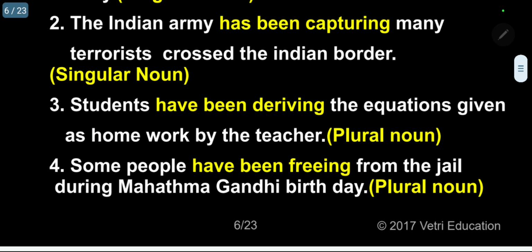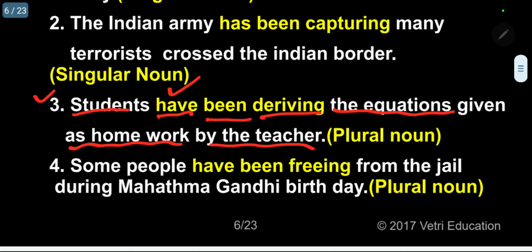Now, for the third sentence, I want to give a plural noun. Students, plural, so automatically the verb will be plural: have been deriving. Derive, D-R-I-V-E, we dropped E and add ing. Students have been deriving the equations given as homework by the teacher. Plural noun. That is an example of the simple present perfect continuous plural.